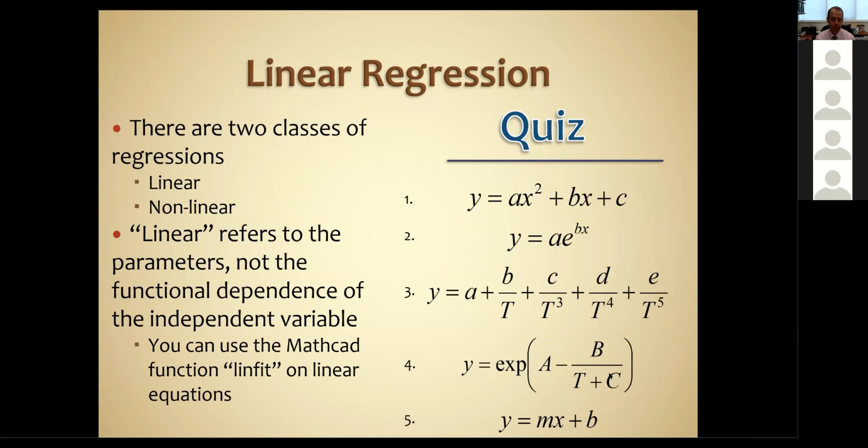So this is the Antoine equation. This is not linear. It's not linear regression. I'd have to use the stuff I'll talk about in a couple weeks. So this one we can't do. Everything else, of course, straight line is linear. And so 1, 2, 3, and 5 can all be done with linear regression. 4 cannot, even if I take the log of both sides.